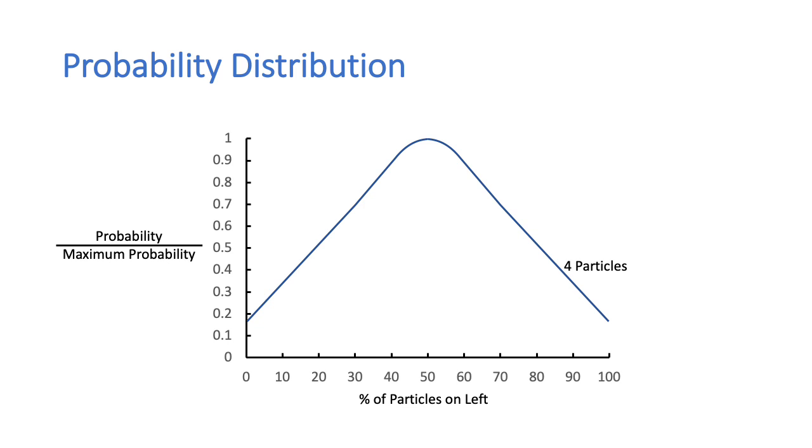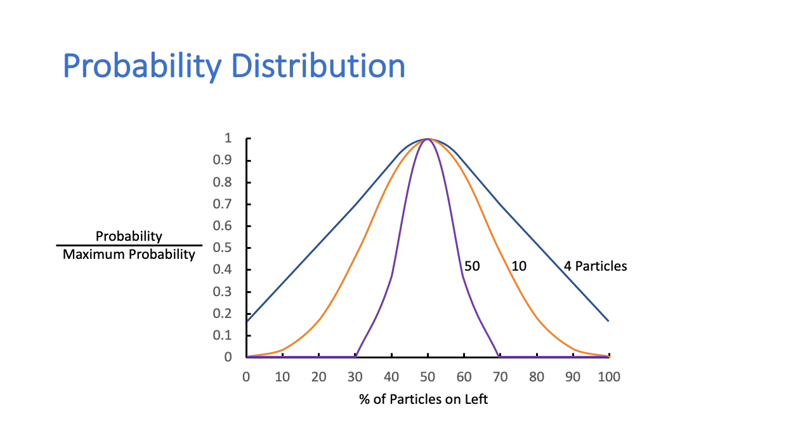So here we have plotted the distribution we had calculated for 4 particles. If we increase the number of particles to 10, this is what the distribution looks like. And this is the distribution for 50 particles. Now we can see that as the number of particles increases, the distribution is getting narrower and narrower. The probability is decreasing towards the extreme edges of the distribution.